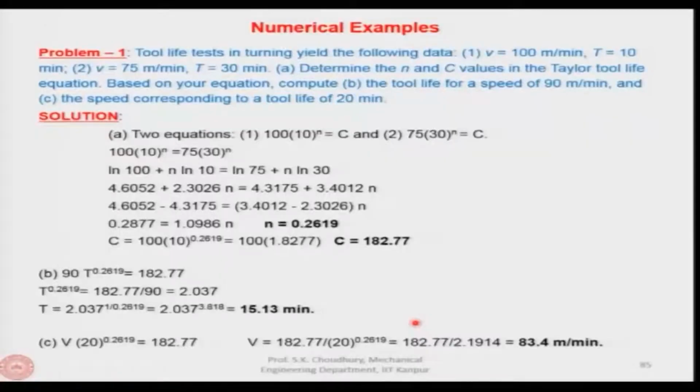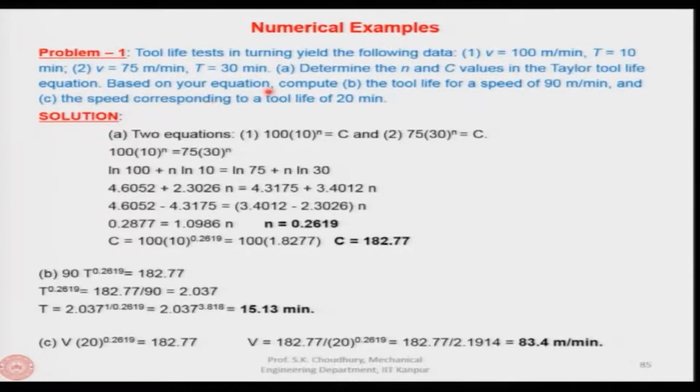Let us give you some numerical examples. These are self explanatory. Now, this is the practical implementation of whatever we have learned. For example, a tool life test in turning yields the following data. At this speed the tool life is given, at another speed the tool life is given. You have to determine the n and c values of the Taylor's tool life equation.